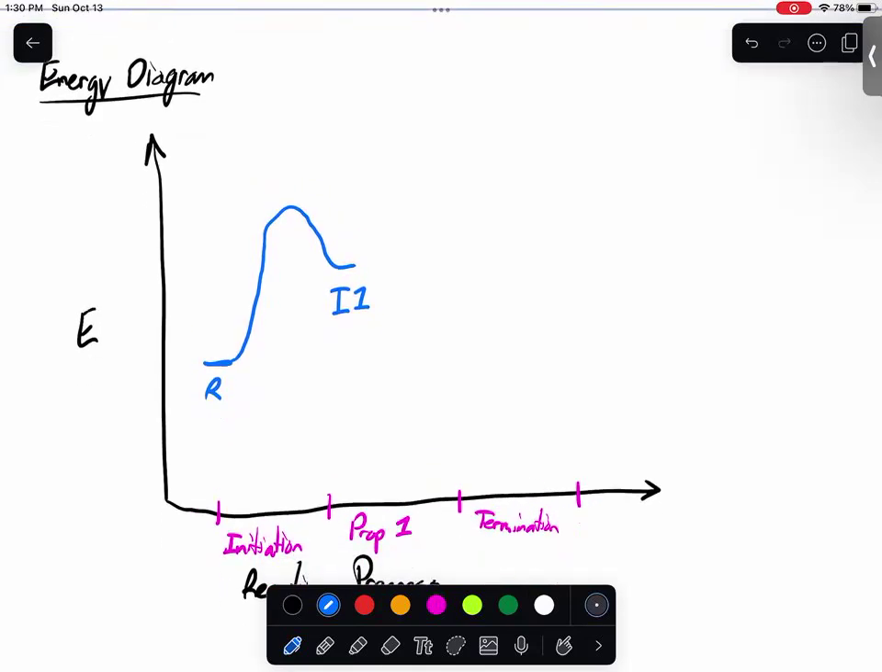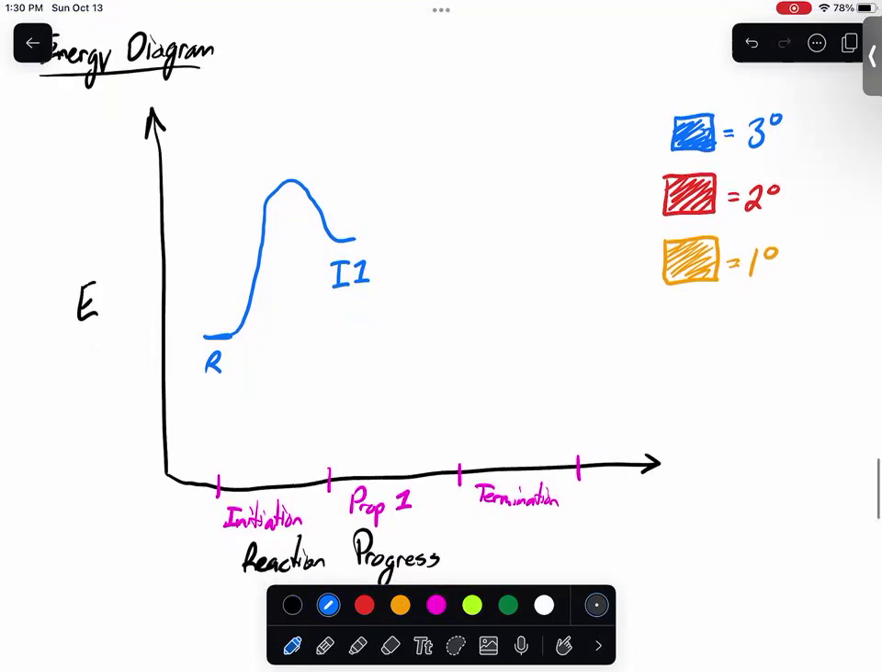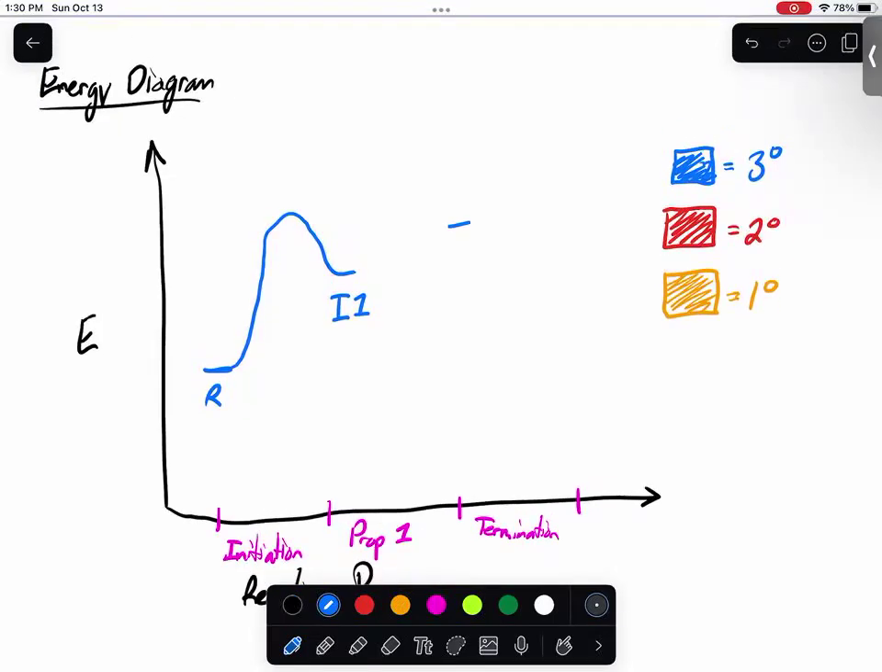All right. And how it's going to split up is we'll draw this in a couple different colors, right? So the blue trace will be that tertiary carbon that we were looking at, right? The red trace is going to be the secondary carbon that we're looking at. And then the yellow trace, or the orange trace, is going to be the primary carbon. So what do these look like in comparison to each other? Well, in terms of where they sit with one another, they're a little higher than the energy of I1, right?